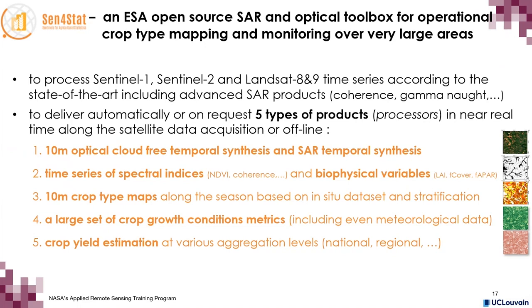A third kind of product are the crop type maps at 10 meter resolution, which are produced, as I just mentioned, along the season based on in situ datasets and possibly stratification. The fourth kind of product corresponds to a large set of crop growth condition metrics, including even meteorological datasets. The last but not least type of product are related to crop yield estimation at various aggregation levels, either national, regional, or local. These five types of product are fully complementary. They can be combined with each other in order to add value to the information.